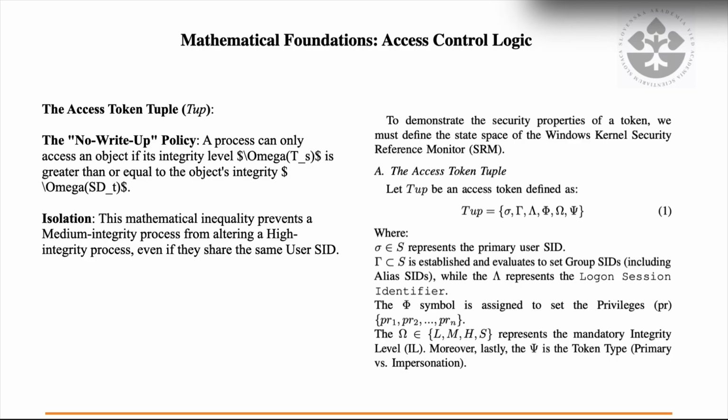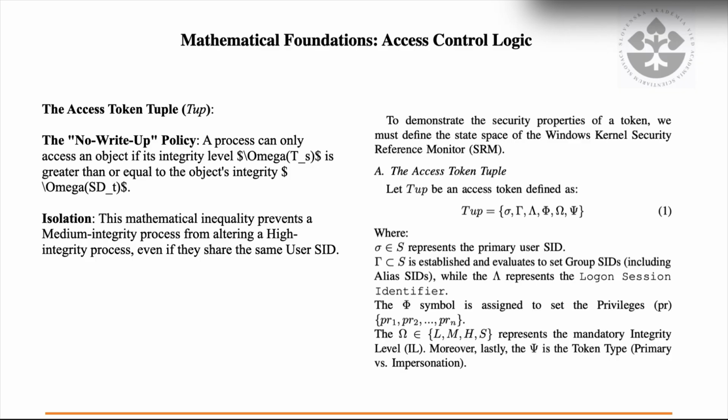The next one is phi. The symbol is assigned to the set of the privileges. Let's say that privilege 1, privilege 2, and so on. And the omega belongs to L, M, H, S variables, represents the mandatory integrity level. Moreover, and lastly, we use the symbol psi, which is the token type, primary or impersonation.